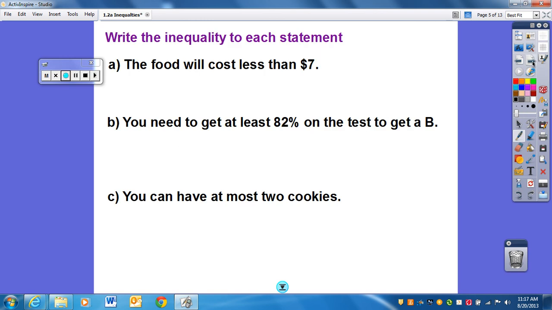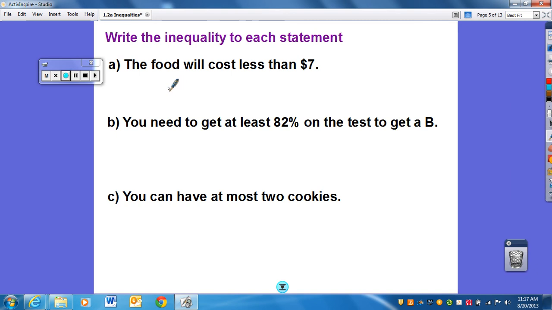So let's take a look at some phrases and let's see if we can write these in symbols. The food will cost less than $7. So my food, F, is going to cost less than $7. In the next example, it says you need to get at least 82% on the test. So my score has to be at least, meaning it has to be 82 or more. So greater than or equal to 82.